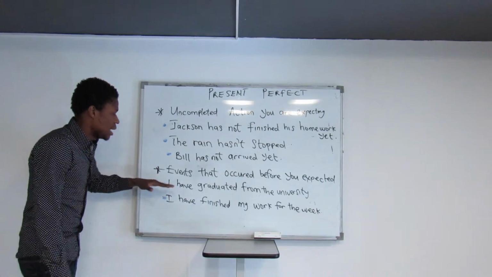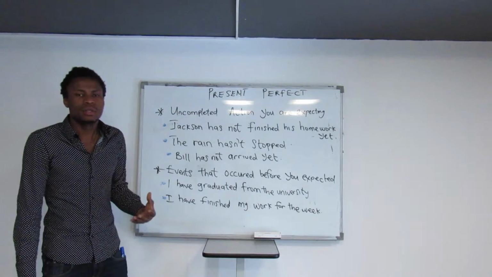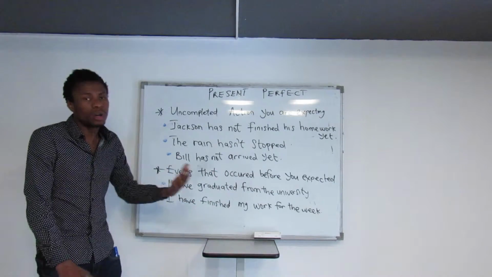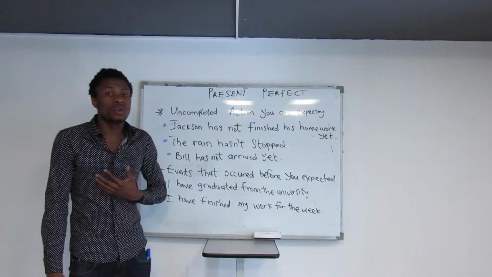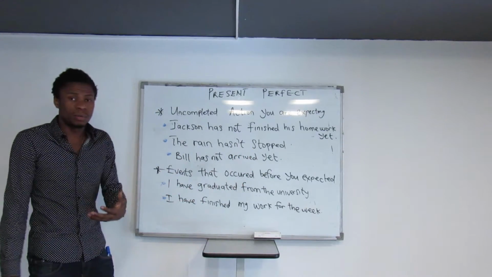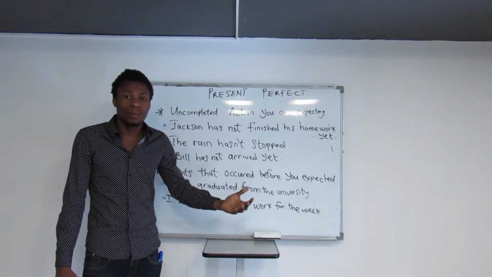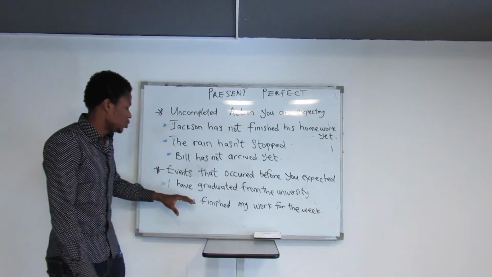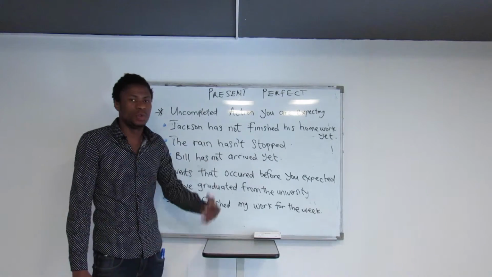The next one, I have finished my work for the week. It means maybe today is Monday and you have to work for 5 days and you have to work till Friday normally, and you finish all your work for the week on Monday. So you can just tell the boss, I have finished my work for the week. Can I go home and not come back again till next week? Or something like that. You use present perfect to talk about these events that occurred before you expected.